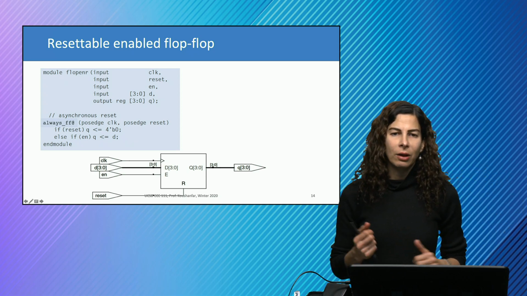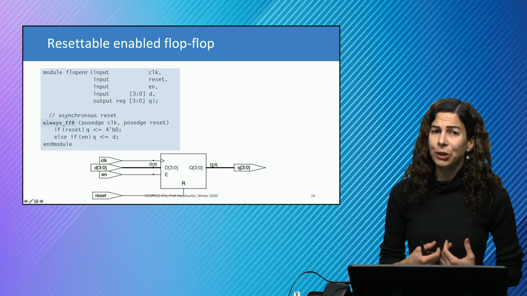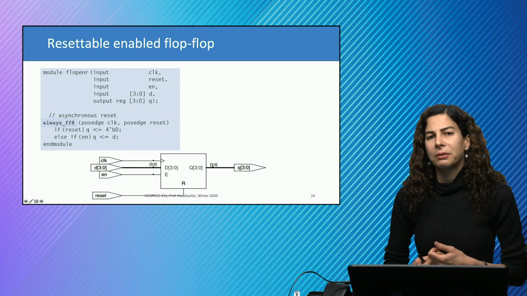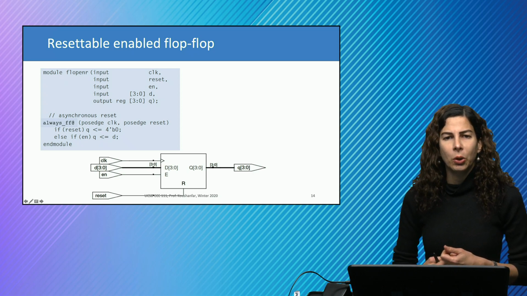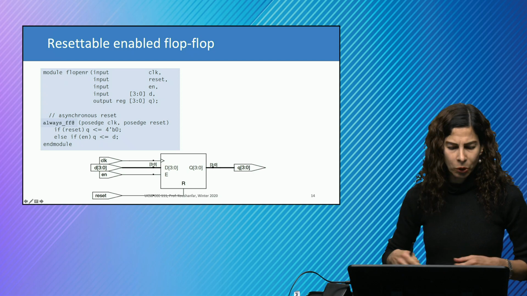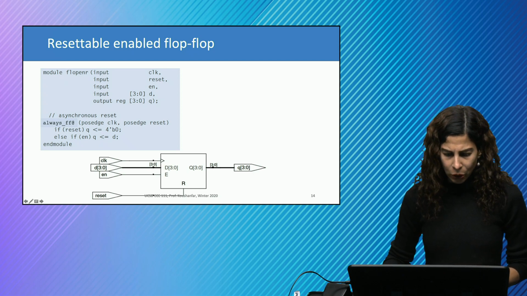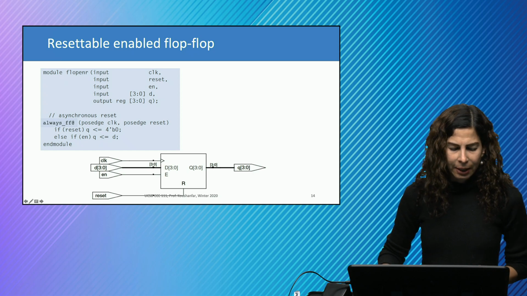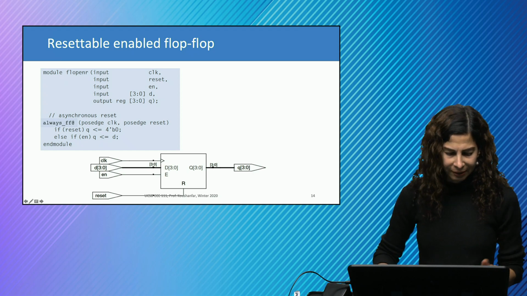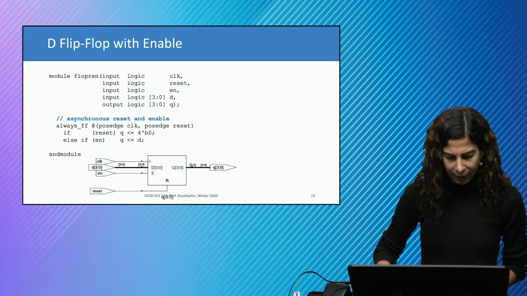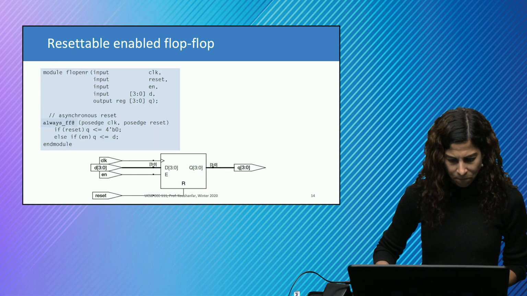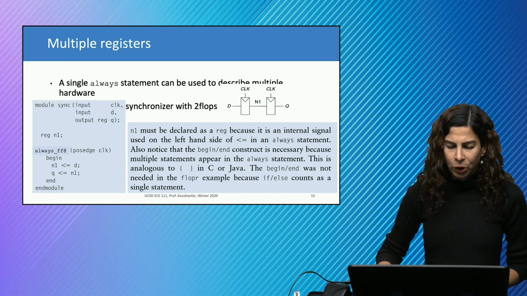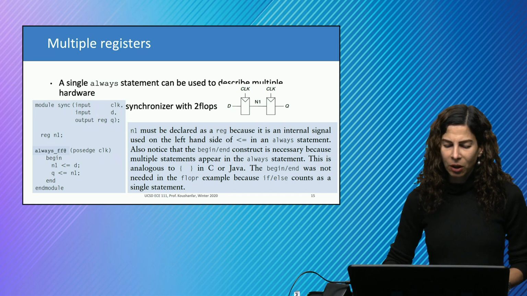Now, we could have other combinations. We could have a resettable flip-flop which is also enabled. Again, if it's reset, then else, if not just else. You could also use a single always statement to describe multiple hardware.